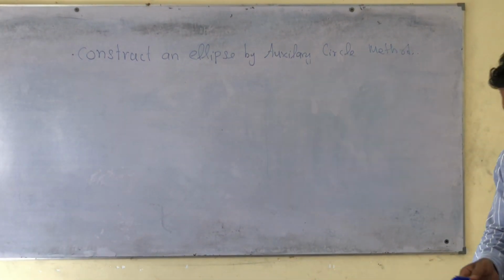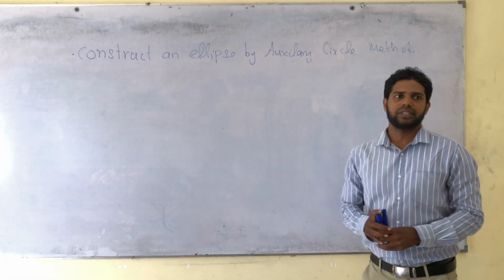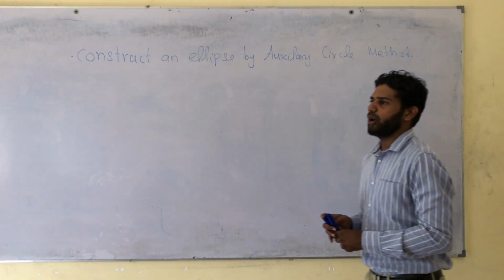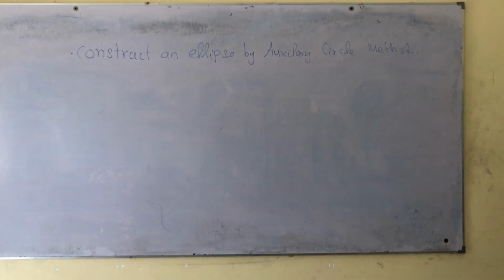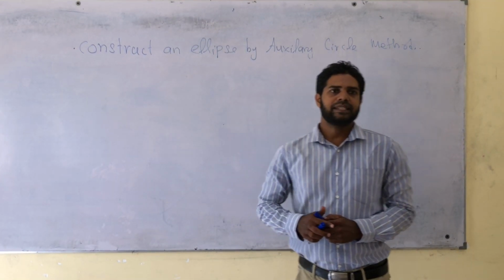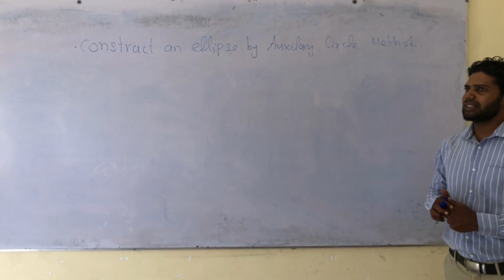Today we will draw an ellipse by using the auxiliary circle method. Let's see how we can draw this ellipse. It's very simple.